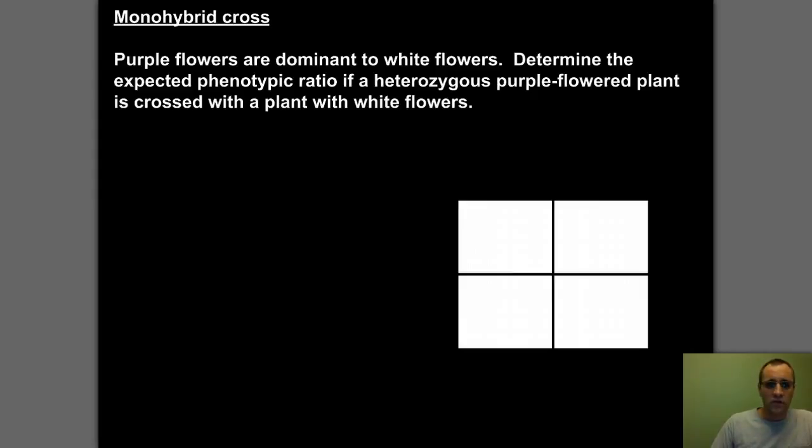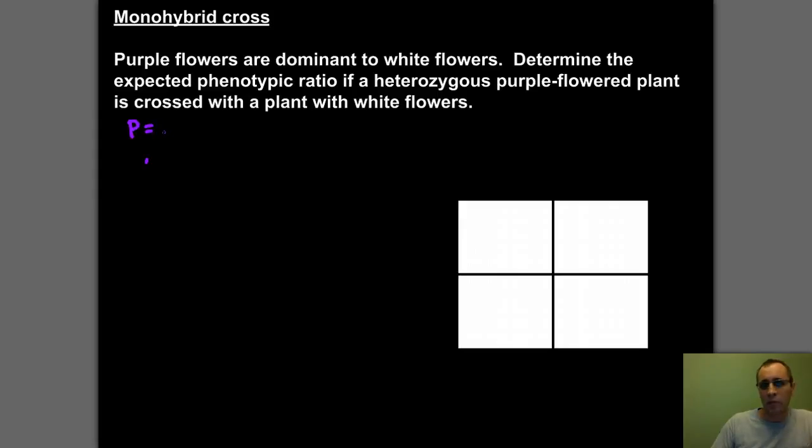I think that we're going to start by doing this one. This is a monohybrid cross, which means we're just talking about one single trait. So in this case, we say purple flowers are dominant to white flowers, similar to what Mendel was doing. We want you to determine the expected phenotypic ratio if the heterozygous purple flowered plant is crossed with a plant with white flowers. Okay, so first we need to identify our symbols we're going to use.